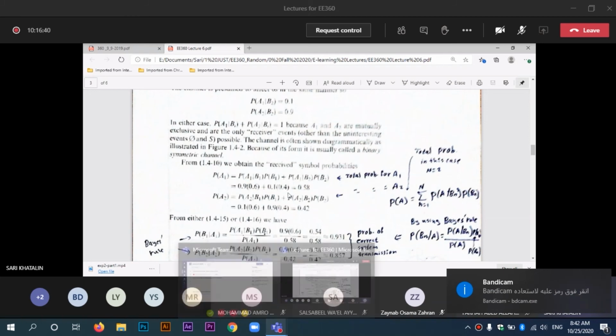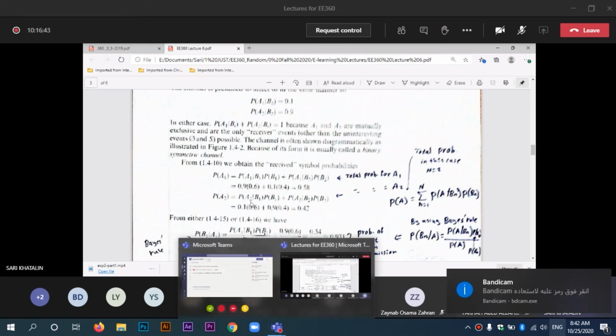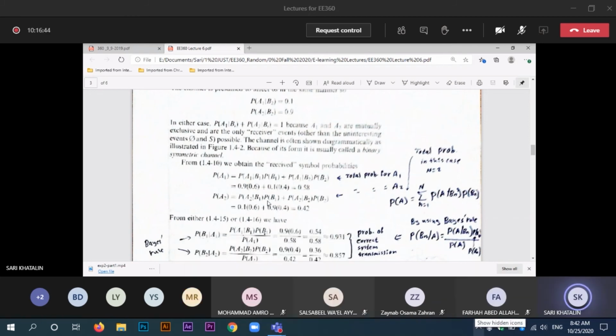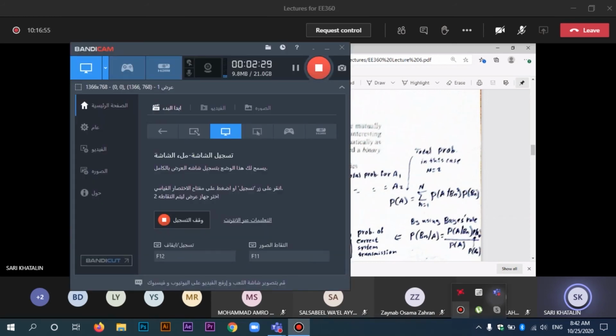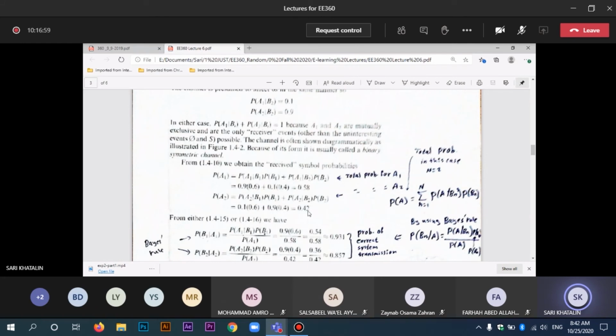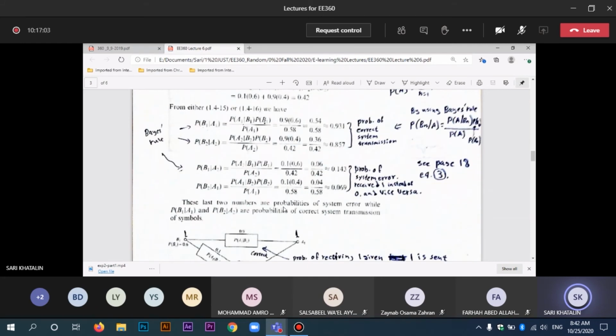We can do the same thing for the probability of A2, the same exact thing. We have two events, B1 and B2, and we need to do the total probability for A2. We just follow the same approach we did for A1, and the result will be 0.42, or 42% if you will. Does anybody have any questions so far?